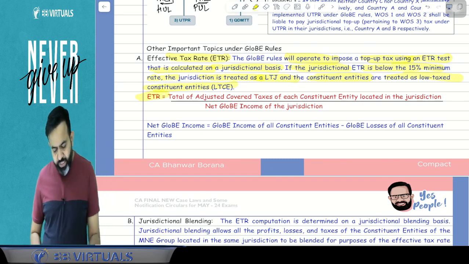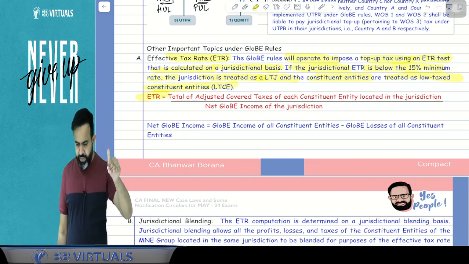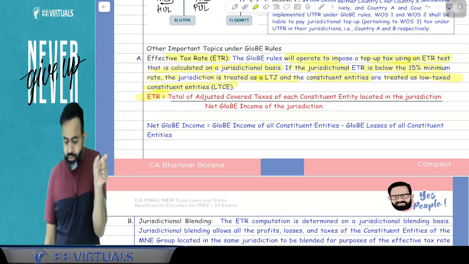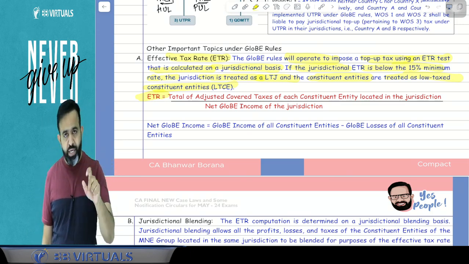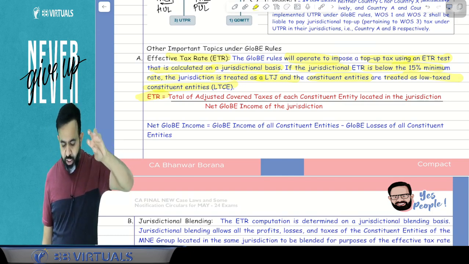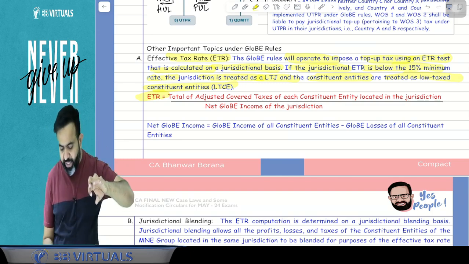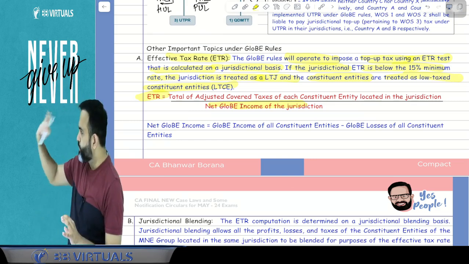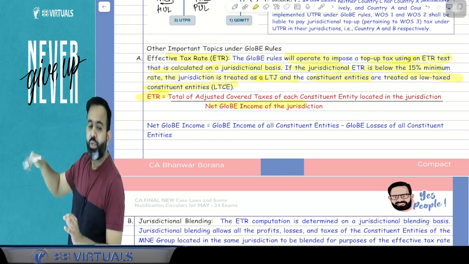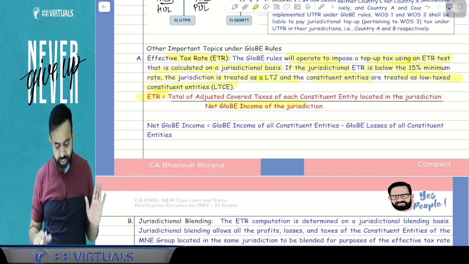Now ETR means the total of the adjusted covered taxes of each constituent entity located in the jurisdiction. So guys, in Dubai, what is the total amount of taxes divided by the net GloBE income of that jurisdiction? What is the income from Dubai? So what is the tax paid in Dubai and what is the income from Dubai? So here you will get the ETR, that is the effective tax rate.